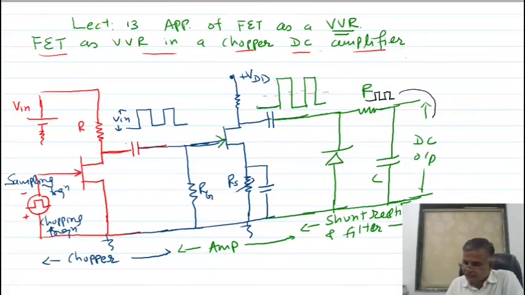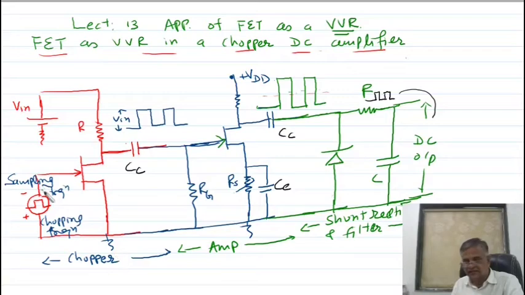Look here. These are your coupling capacitors, only to block the DC and allow the AC. See here, in this circuit, FET works as a VVR. In this, the DC input voltage is converted into AC with the help of chopping. The V in chopped by the negative going square wave is given to the gate of the first section. So this first section works as a chopper.